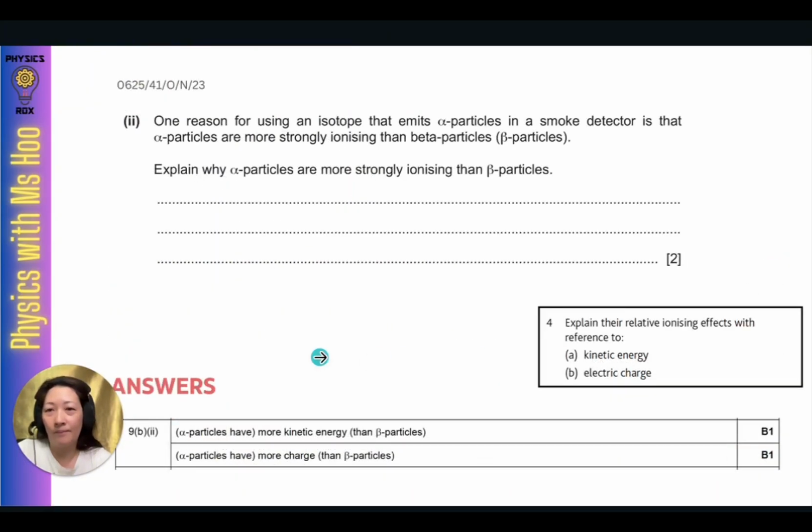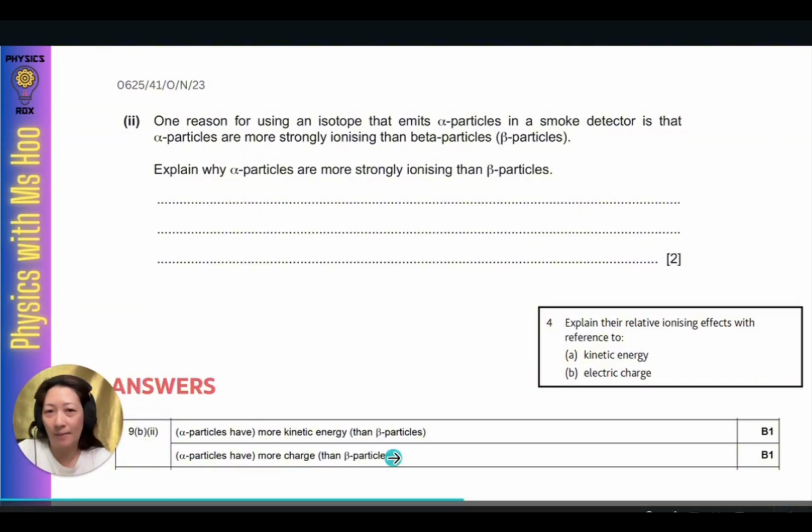Here's another example. This is an extract from Winter 2023 paper variant 1. The question is, one reason for using an isotope that emits alpha particles in a smoke detector is that alpha particles are more strongly ionizing than beta particles. Explain why alpha particles are more strongly ionizing than beta particles. Now, just to explain to you, if you were to ask someone in the radioactive industry, or if you had watched videos from experts who explain about alpha and beta particles, you might find that they give a much more detailed explanation that has nothing to do with the mark scheme as you can see over here.